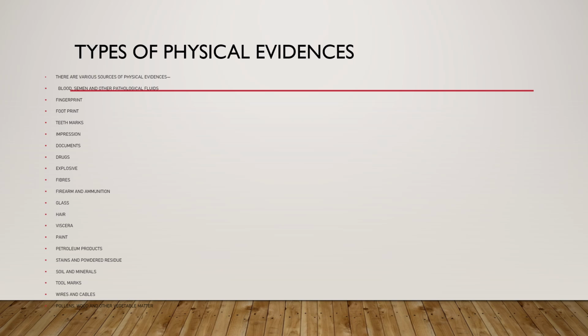Hair. Here is an easily found thing at the crime scene, because all persons have hair. Also, any animal present can be detected from the hair found.